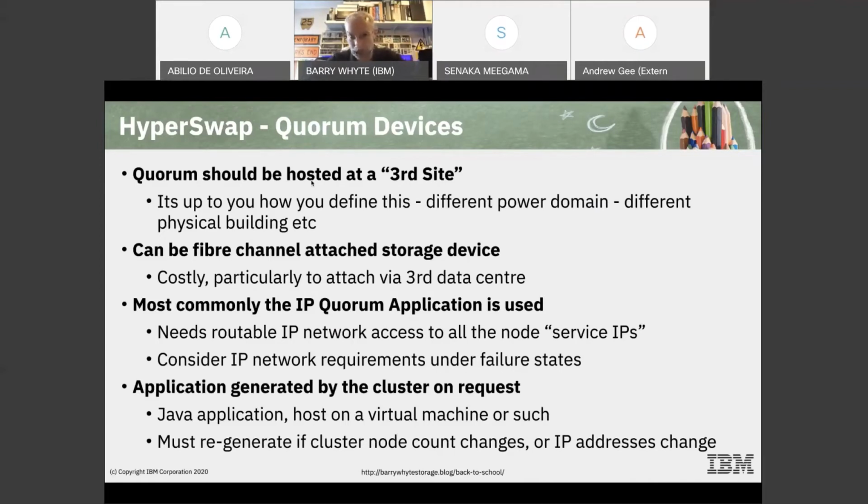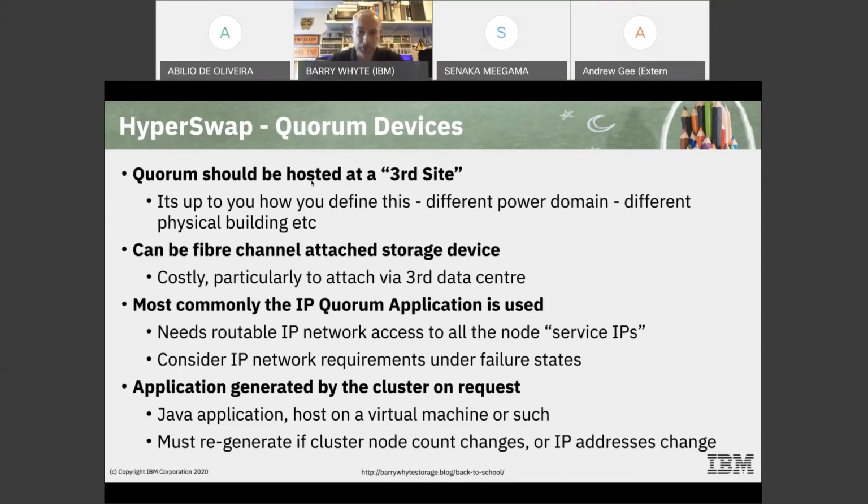But you just need to understand the concept that this thing has to be up and running at the point that you need this quorum to be used. So in the event of one of your sites failing or the link failing, you need to make sure that the connectivity is there to this quorum device. So it can be a Fibre Channel attached thing. Okay, it could be another storage controller.